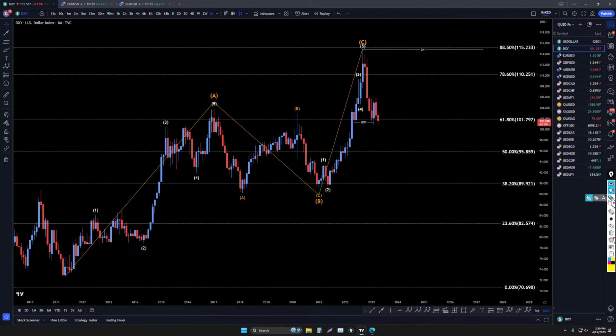As usual, we're going to start off by looking at the DXY US dollar index. We're going to do the full top-down analysis all the way down to the 1 hour time frame. Then we're going to apply the information that we learned by analyzing the DXY US dollar to all the other dollar pairs, including gold. So we may as well just get started right away.